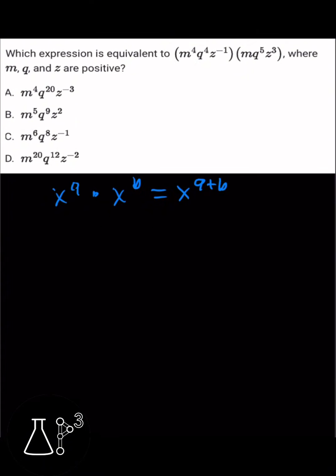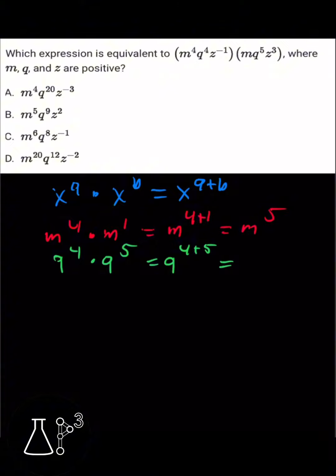So m, we have m to the power of 4 multiplied by m to the power of 1, which is going to equal m to the power of 4 plus 1, and that's going to equal m to the power of 5. So let me do a different color for q. For q, we're going to have q to the power of 4 multiplied by q to the power of 5. Now it's going to equal q to the power of 4 plus 5. That's going to equal q to the power of 9. They kind of look like each other.